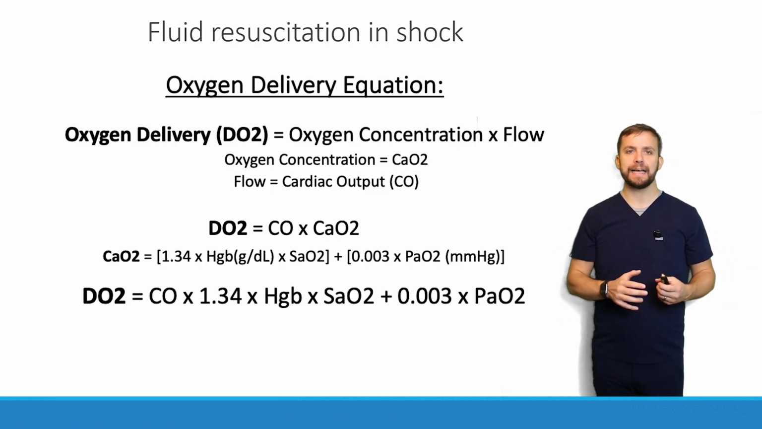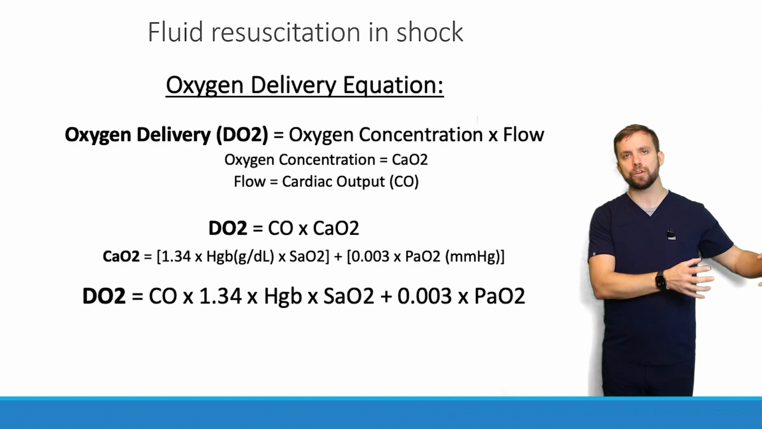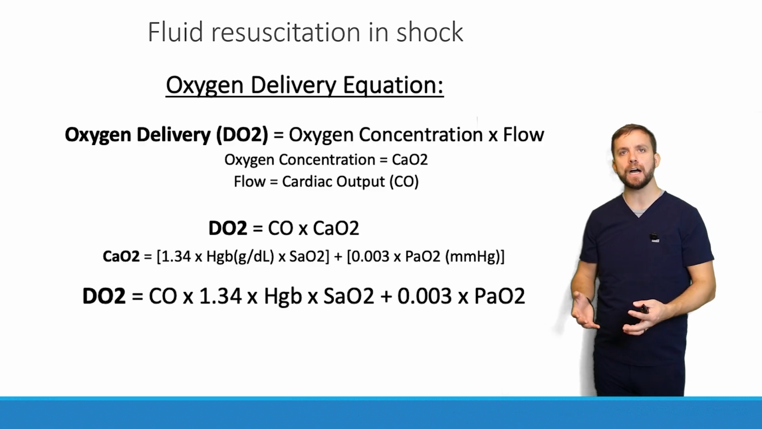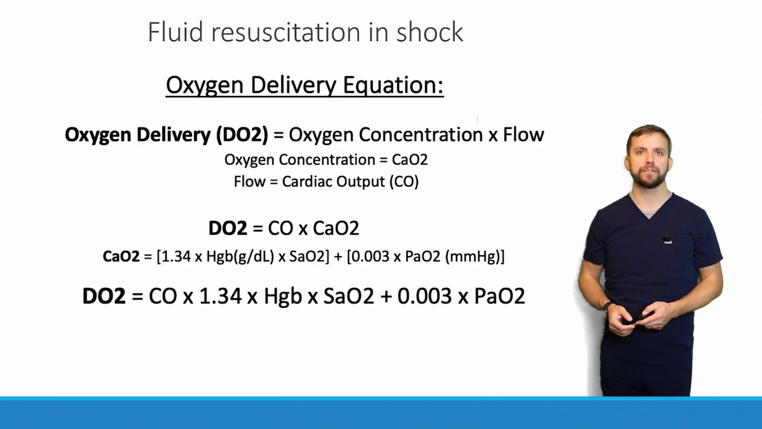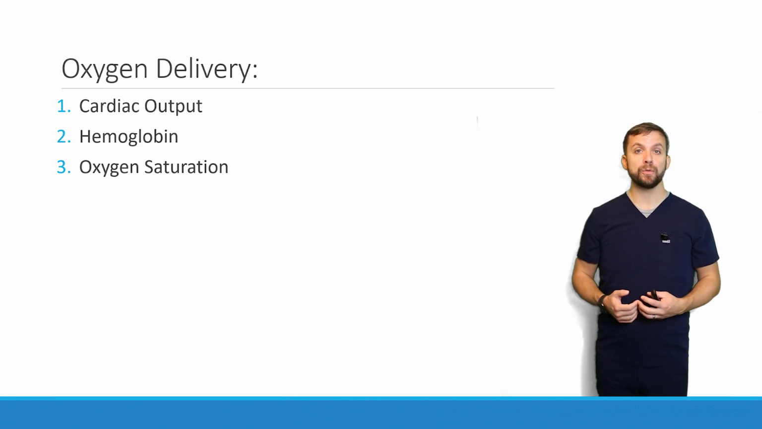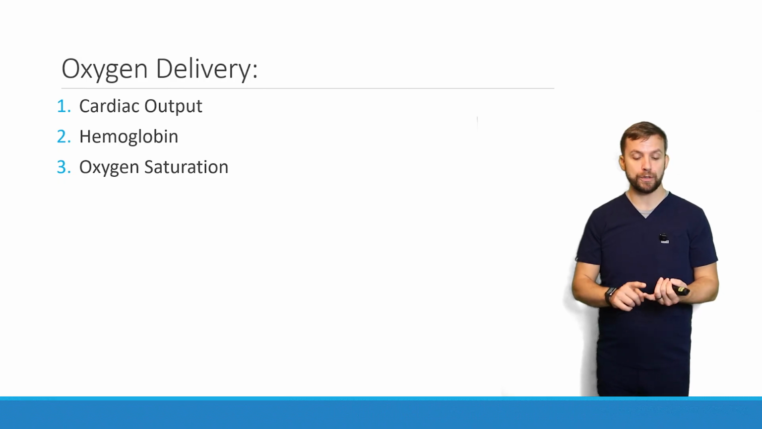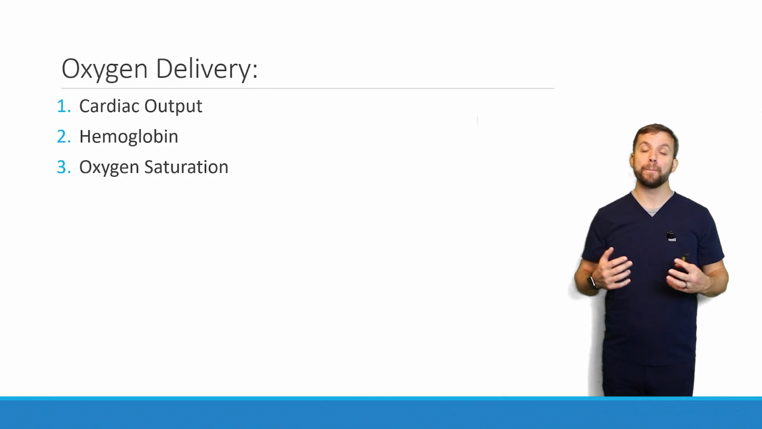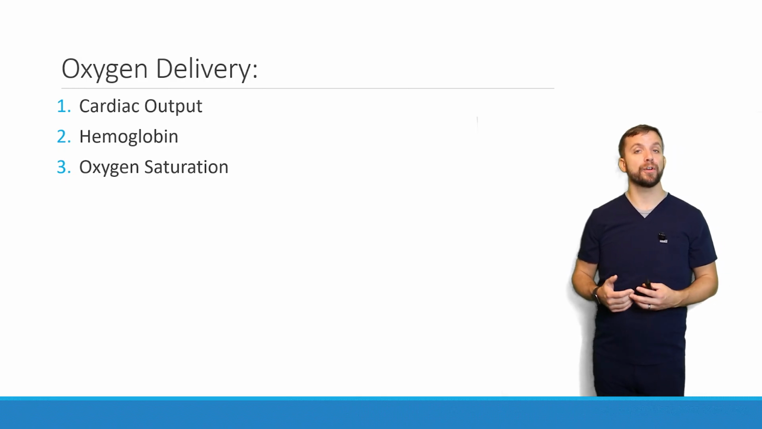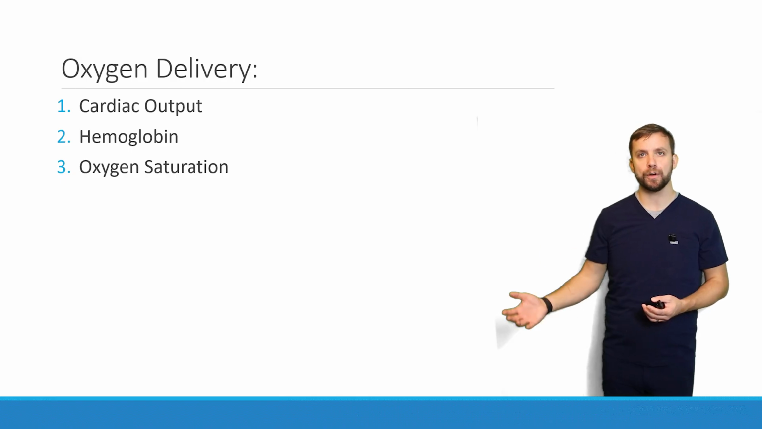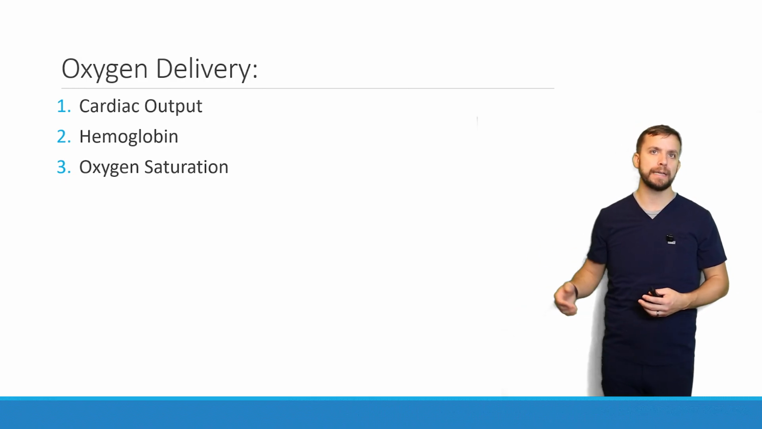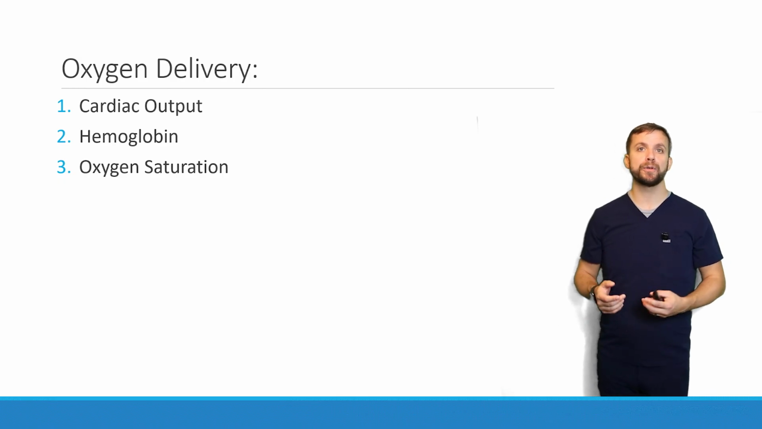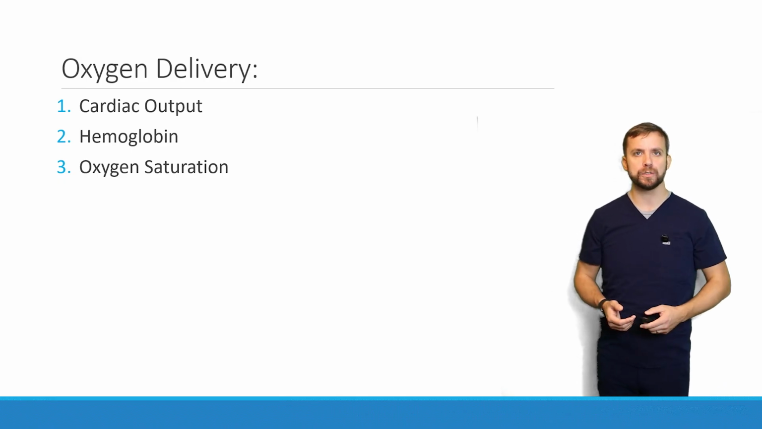And the way to break it down is just saying that in order to deliver oxygen, you need a cardiac output, you need hemoglobin, and you need oxygen on that hemoglobin with a saturation. This means that if you need to improve oxygen delivery, you need to improve cardiac output, improve hemoglobin, or improve saturation. Now, hemoglobin and oxygen saturation are easy to identify and improve. If you're hypoxic, then add more oxygen. If you're anemic, then add more hemoglobin.